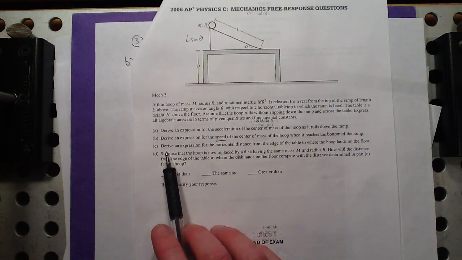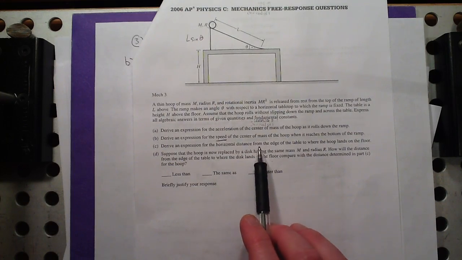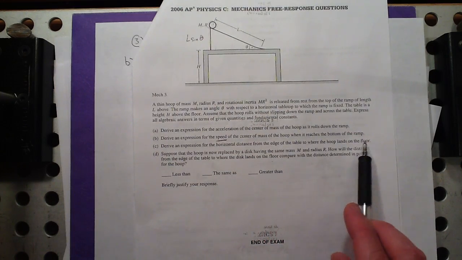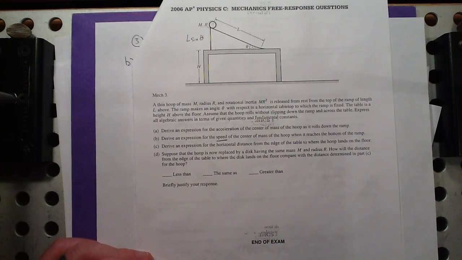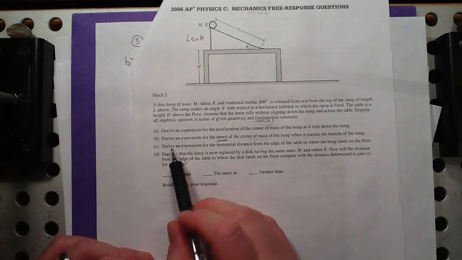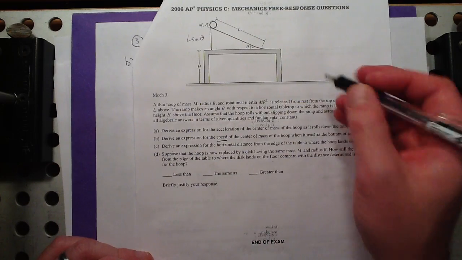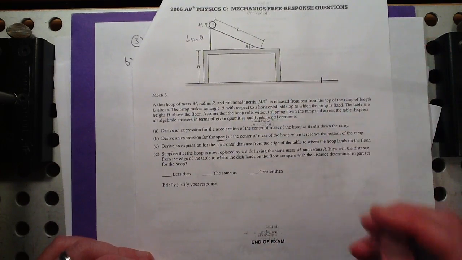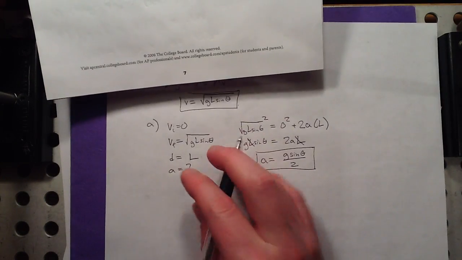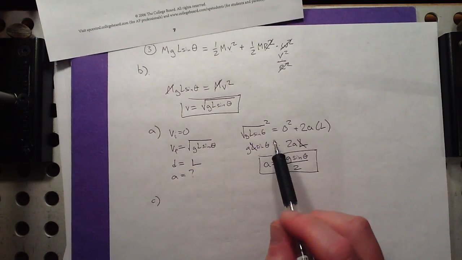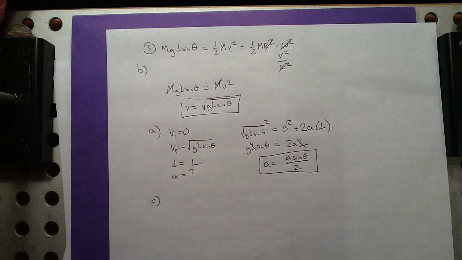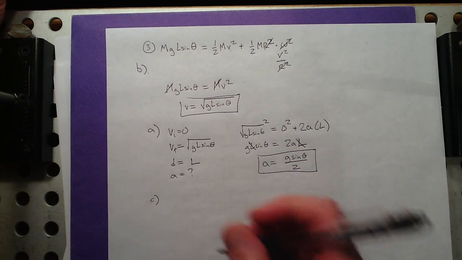All right, part C. Derive an expression for the horizontal distance from the edge of the table to where the hoop lands on the floor. Oh boy, this is easy stuff. This is like chapter 2 kinematics or something like that. So what's the horizontal distance? Well, we know its final velocity when it got to the bottom of the ramp was square root of GL sine theta.